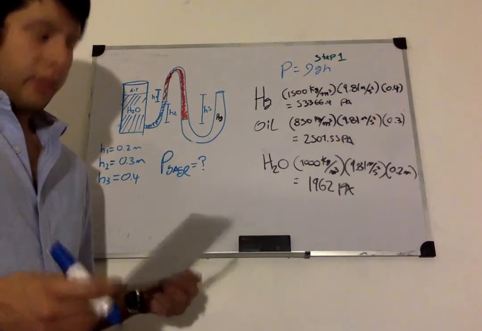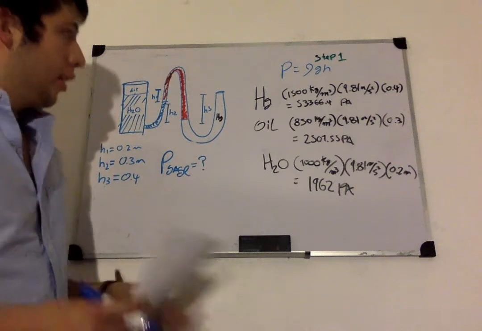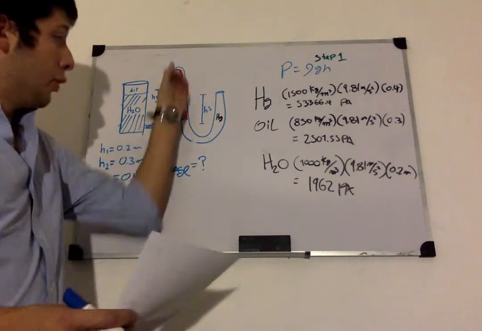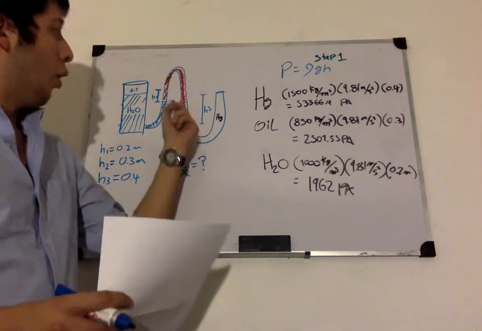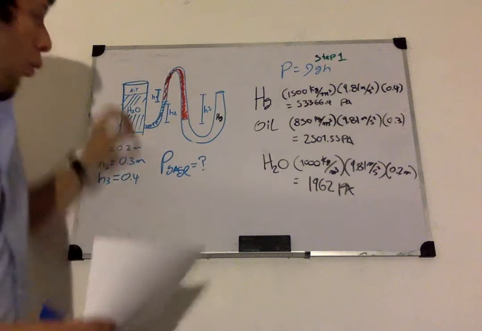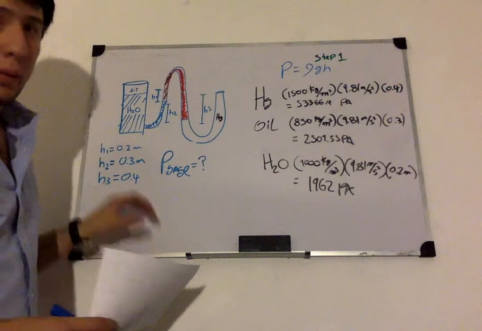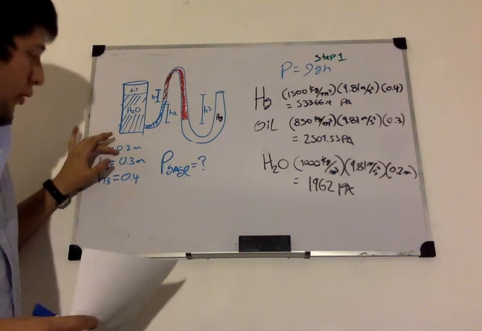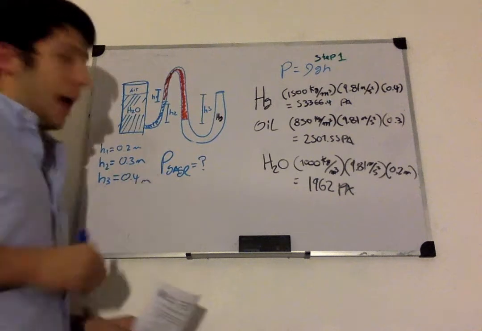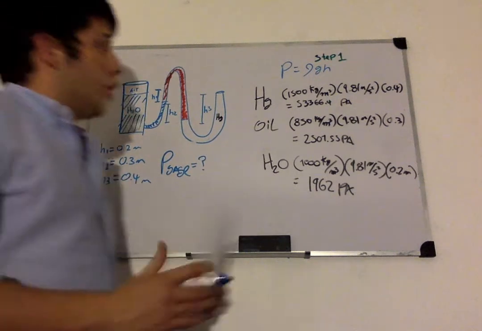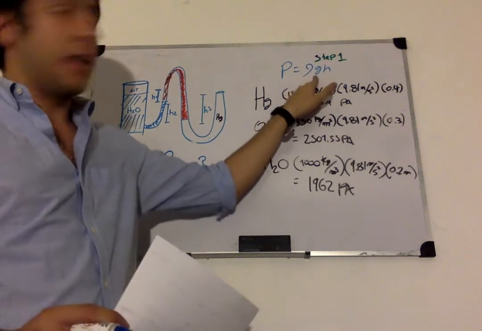In quiz number 1, they ask us what is the gauge pressure inside the tank. So we have this manometer and it's filled with mercury, oil, and water. We have these certain distances, which are equivalent to these distances over here: 0.2 meters, 0.3 meters, and 0.4 meters. And we have our pressure equation, which is the density times the gravity times the height.